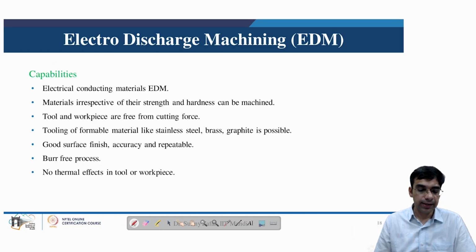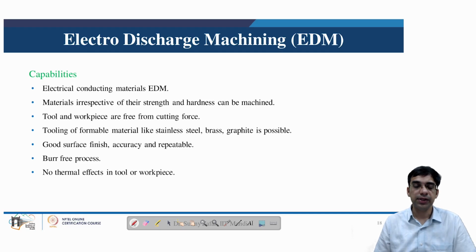So we can summarize the EDM process now. The process has several capabilities, among which some of the notable capabilities include that it is able to machine all the electrically conductive materials irrespective of their strength and hardness, and tool and workpiece are free from cutting force. This is important especially for the gas turbine blades, as these are hollow blades, and any type of external force after the blades are formed or cast may distort the aerofoil shape. So tooling is also available from formable materials like steel, brass, graphite, etc.